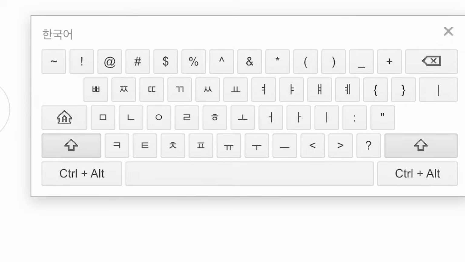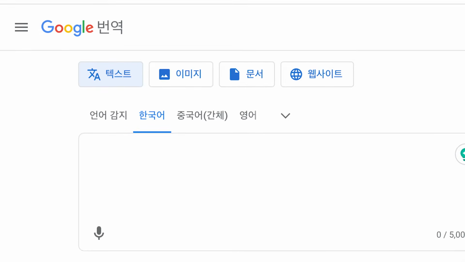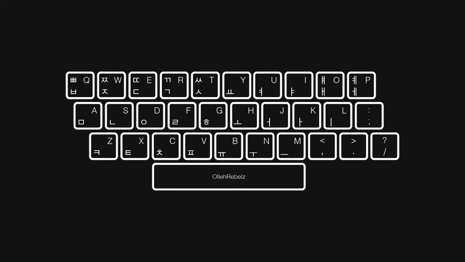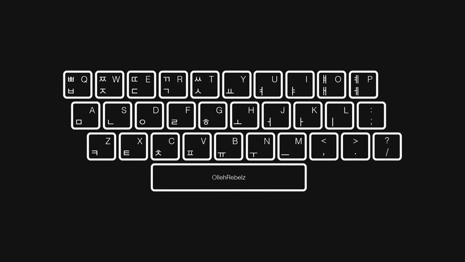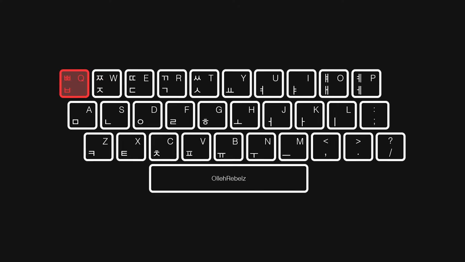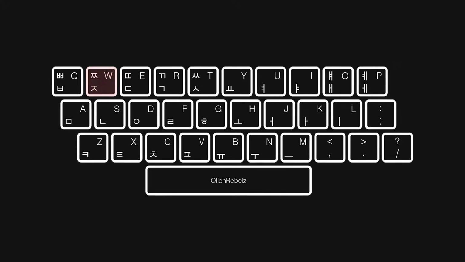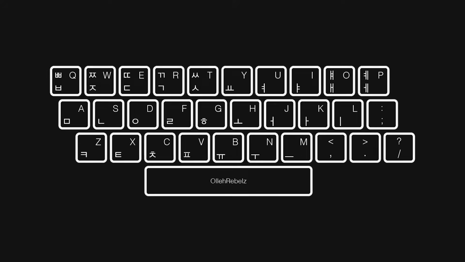If you want to follow along while watching this video, you could go to Google Translate, select Korean as your language, and press the keyboard icon. Each English letter has a Korean counterpart on the keyboard, so memorizing key placement might be easier. For example, the Q key is home to biut, the W key is home to jiut, and so on. Hopefully with enough practice, you'll memorize where each Korean letter is.